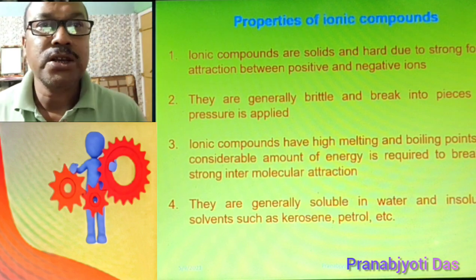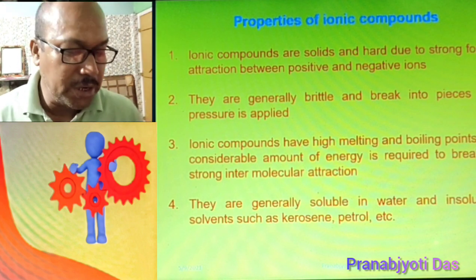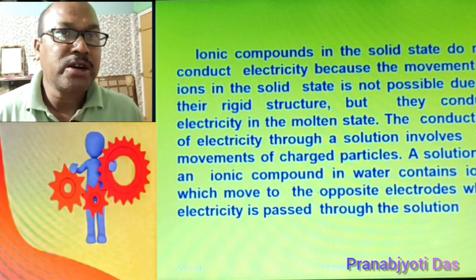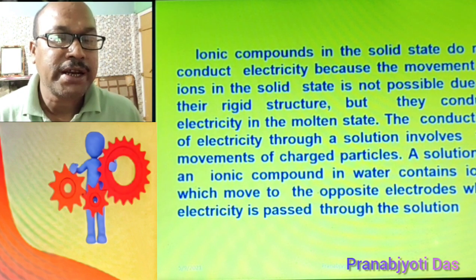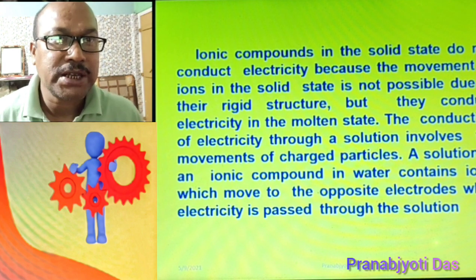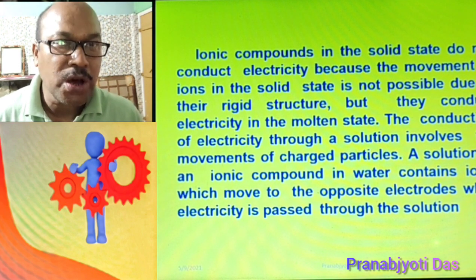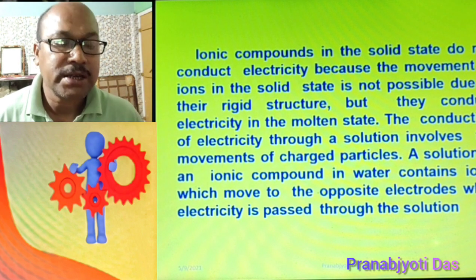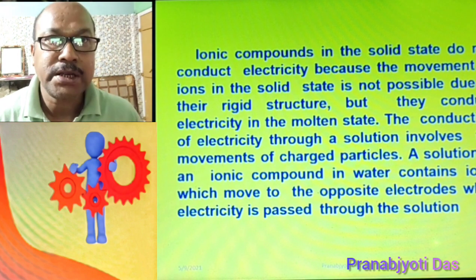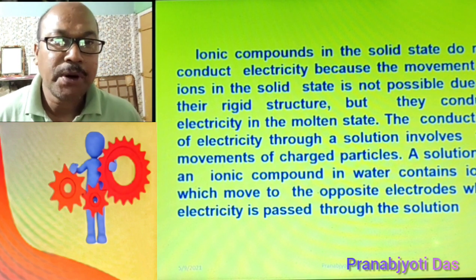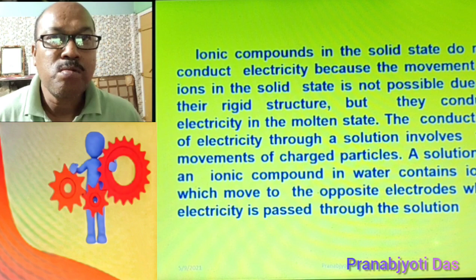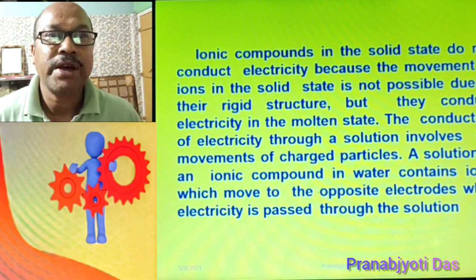They are generally soluble in water, but insoluble in organic solvents like kerosene, petrol, diesel, mustard oil, etc. Ionic compounds in the solid state never conduct electricity. But if you melt them, that is, in their molten state, or if you dissolve them in water in the form of a solution, they will conduct electricity. That is to say, the fifth property of ionic compounds is that they are good conductors of electricity in their molten state or in the form of their solutions.